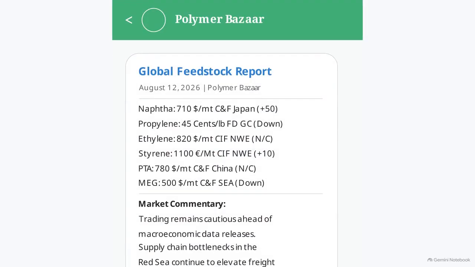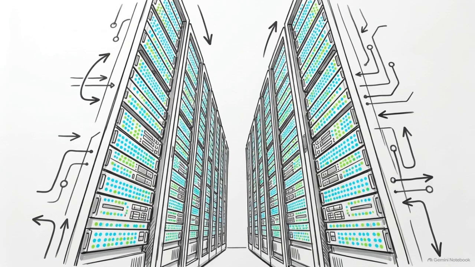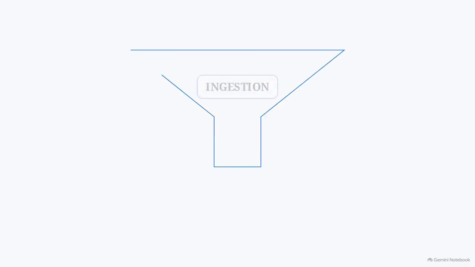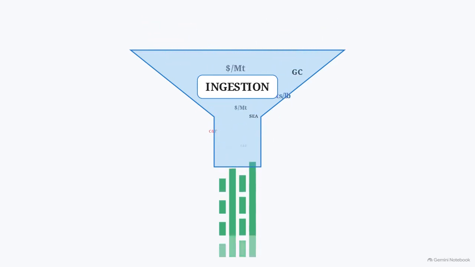This is the context for the bottom of the feed, which offers an AI-powered WhatsApp chatbot. The complexity of the data we've just navigated explains why automated tools are being integrated into this sector. Automating the ingestion of these feeds handles the repetitive unit conversions and spread calculations that are required to identify profit margins across the entire value chain.